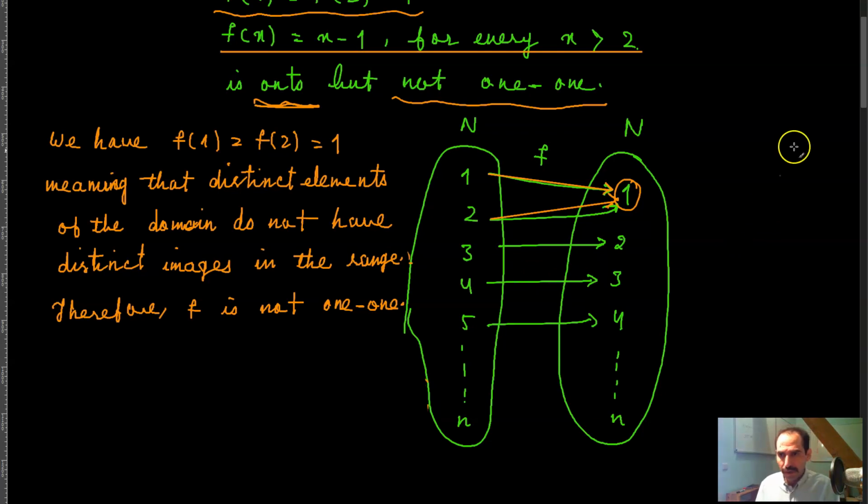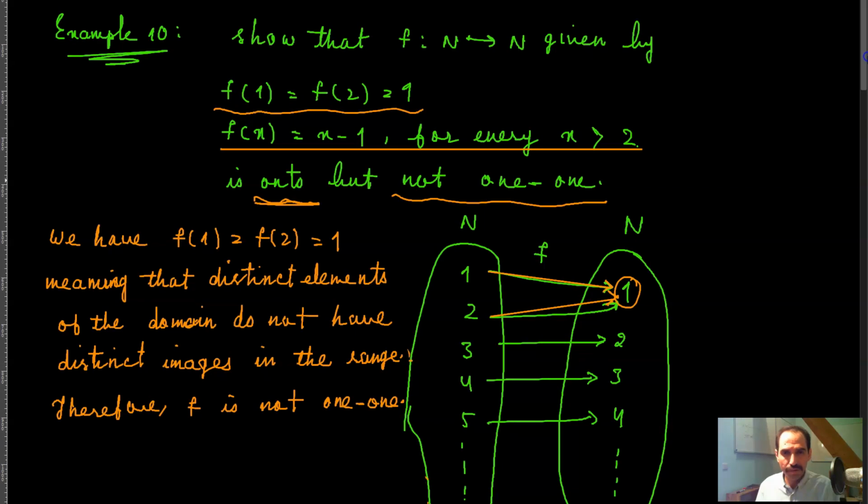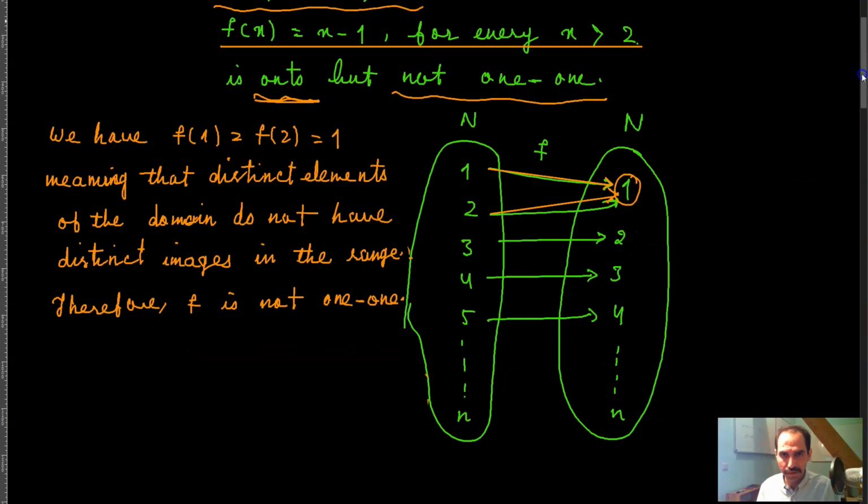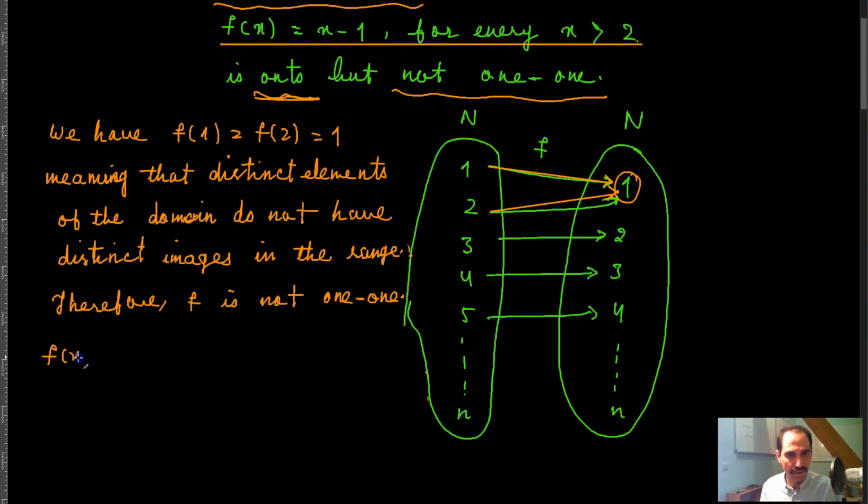So over here, the rule of the function tells us that for every x greater than 2, we have this rule for the function. We have f of x is equal to x minus 1 for every x greater than 2.